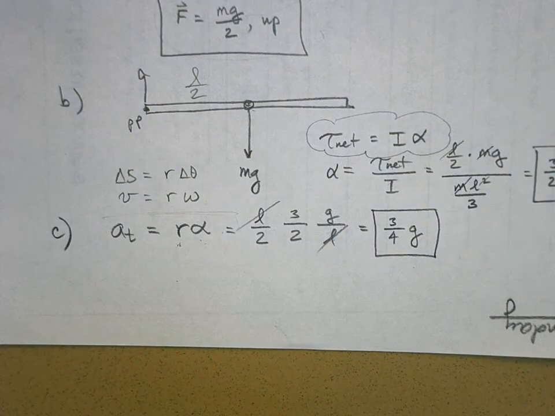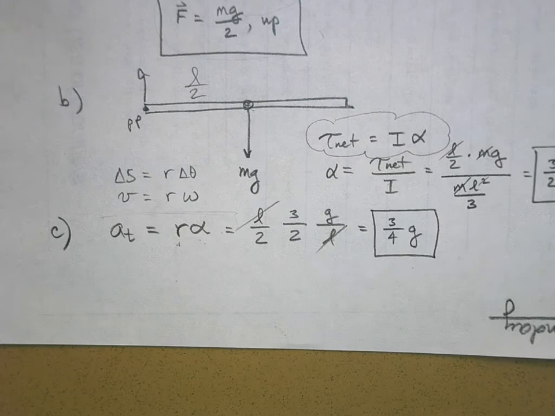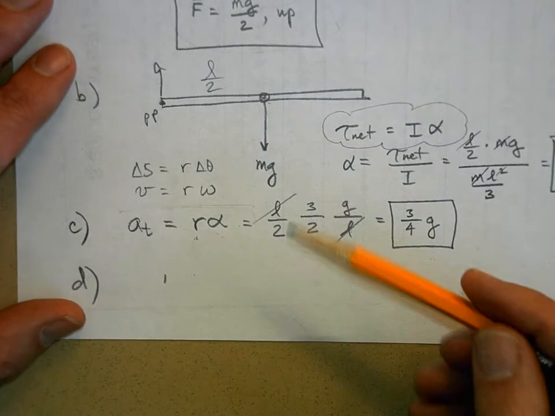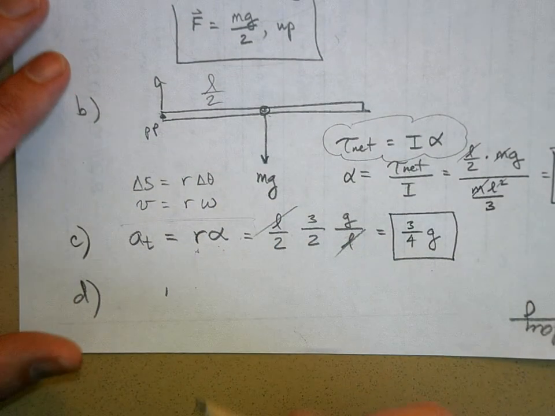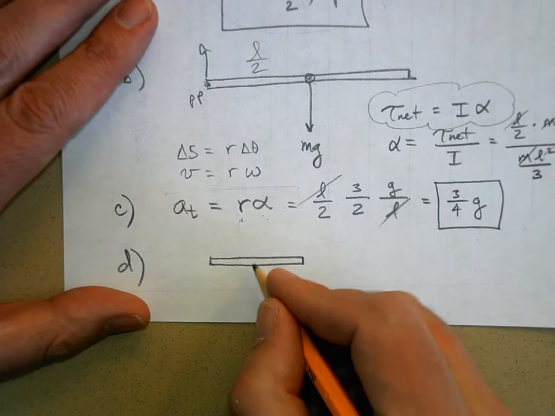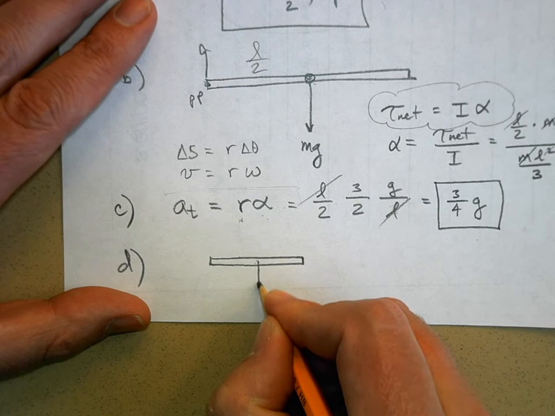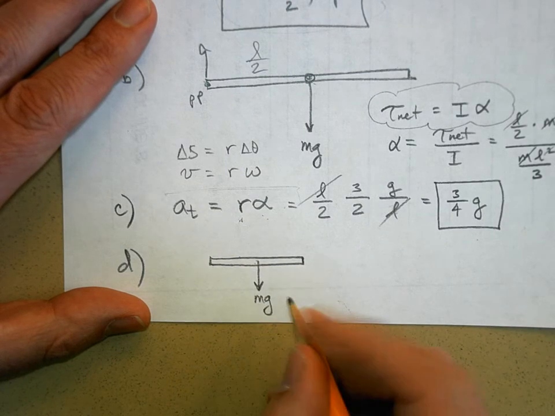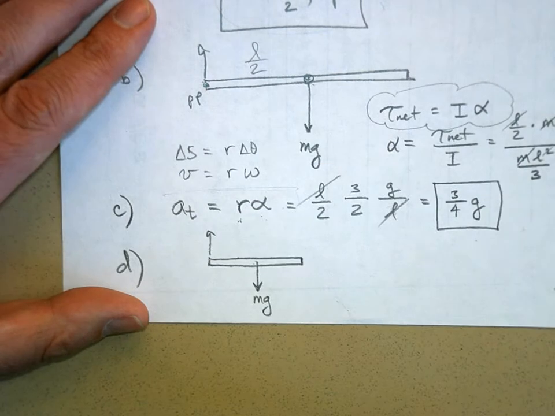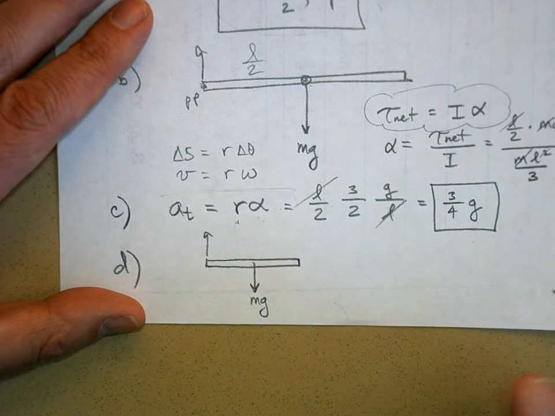Well, now for part D, it says the force exerted on the rod by the axis. So here's my, this is for part D. So we want to know what is this force right here. Well, let me redraw the free body diagram real quick. I'll just draw it a little bit smaller, squeeze it in there. So we've got this force right here. We know we've got mg. Now there are no other horizontal forces. But the center of mass is accelerating.